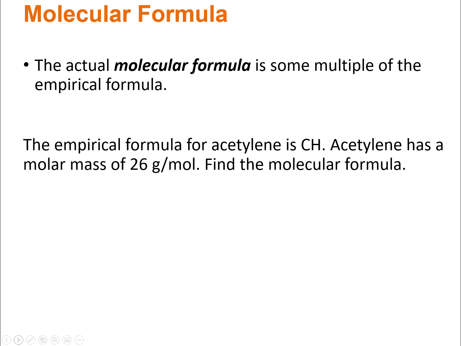So that was the empirical formula. We're going to add another concept on, the molecular formula. The molecular formula is just a multiple of the empirical formula. We figured out the empirical formula for acetylene several slides back, and it was CH. If you're told the molar mass of your compound, then you can figure out the molecular formula. The first step is to calculate the molar mass, which I abbreviate MM, of your empirical formula.